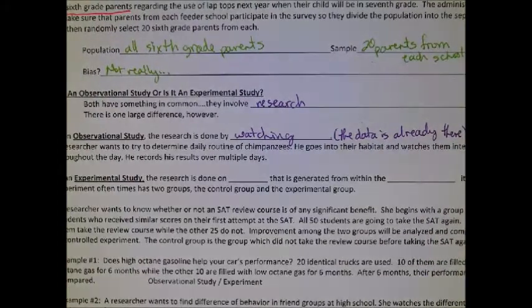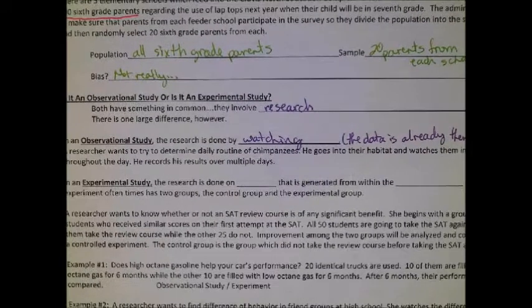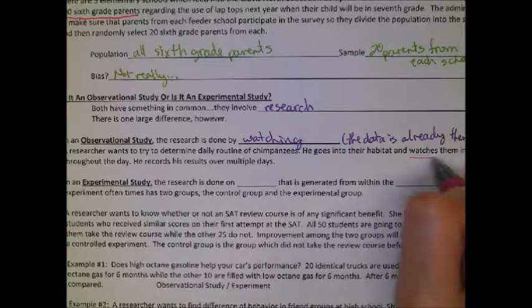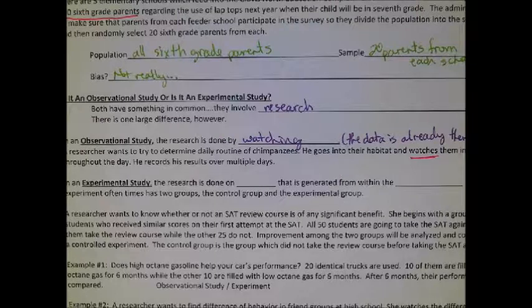So let's read this example. A researcher wants to try to determine the daily routine of chimpanzees. He goes into their habitat and watches them interact throughout the day. He records his results. So keyword is he's just watching. The data is already there. The chimpanzees are already interacting. He is just watching.